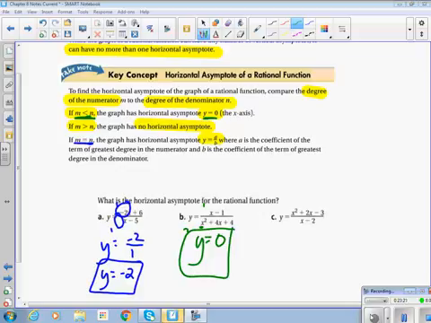Okay, this scenario, we have degree 2 on the top and degree 1 on the bottom. When the degree on the top is greater than the degree on the bottom, there is no horizontal asymptote. I'm going to abbreviate that with DNE.